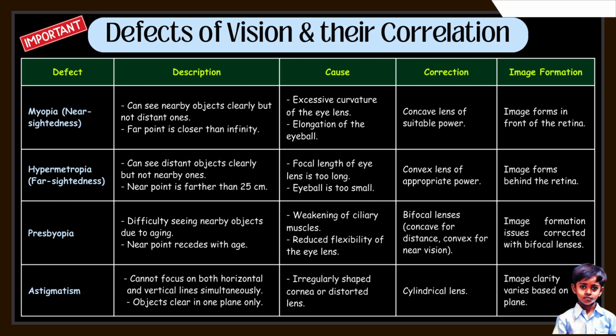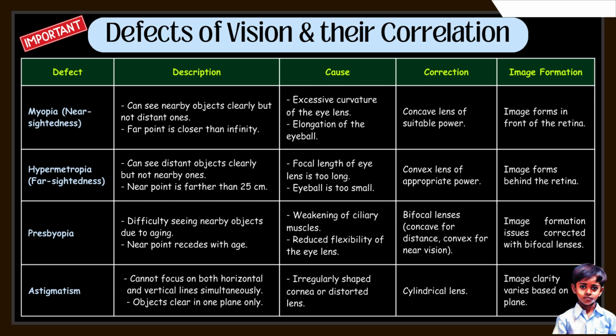Next is hypermetropia, or far-sightedness. In this case, a person can see far objects clearly, but near objects appear blurry. The near point is farther than the normal 25 centimeters. This defect happens when the eye lens is too flat or the eyeball is too short, causing the image to form behind the retina. The correction? A convex lens, which converges the light rays to bring the image forward onto the retina.